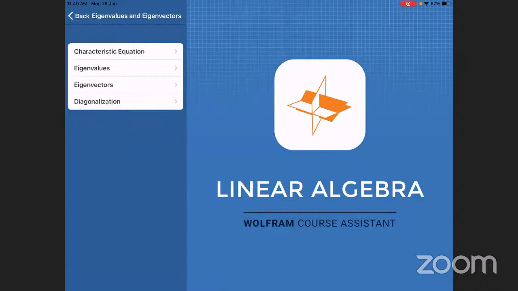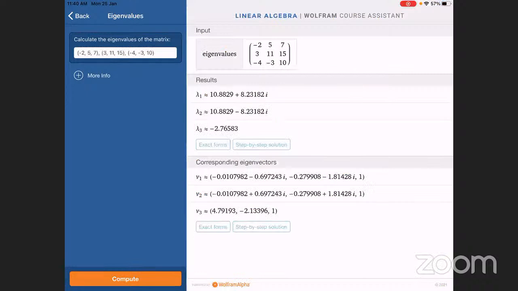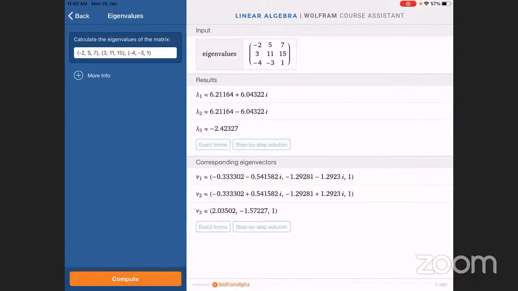If I look into a problem of eigenvalues in this, let us see. I'm taking a matrix with three rows: -2, -5, -7; 3, 11, 15; -4, -3, 10. This is my problem. What is this matrix? This matrix is taken arbitrarily. You can put some other matrix also in its place. Instead of 10, I want to take, say, 1. A new matrix comes. Let's ask the machine to compute the eigenvalues.